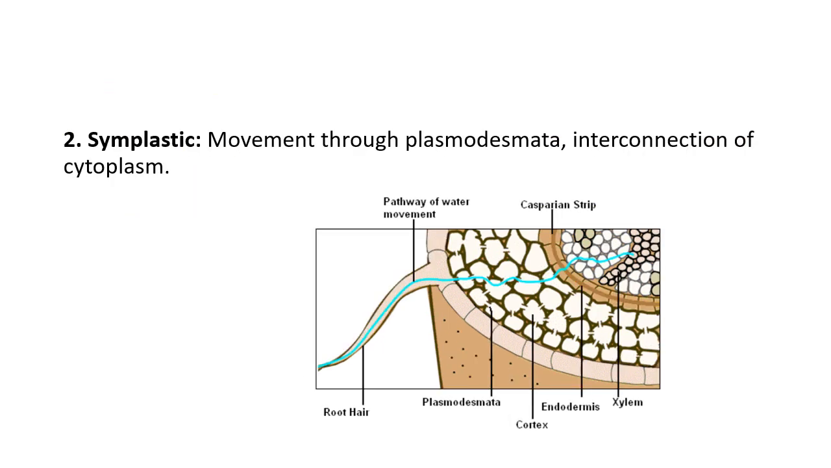The second one is the symplastic pathway. Here the water movement is through plasmodesmata. Plasmodesmata is a bridge-like structure which connects the cytoplasm of two adjacent cells, or it can also be termed an interconnection of cytoplasm. As you can see, the water is traveling through the root hair and it has reached a cell, and through the plasmodesmata it is moving from one cell to another.